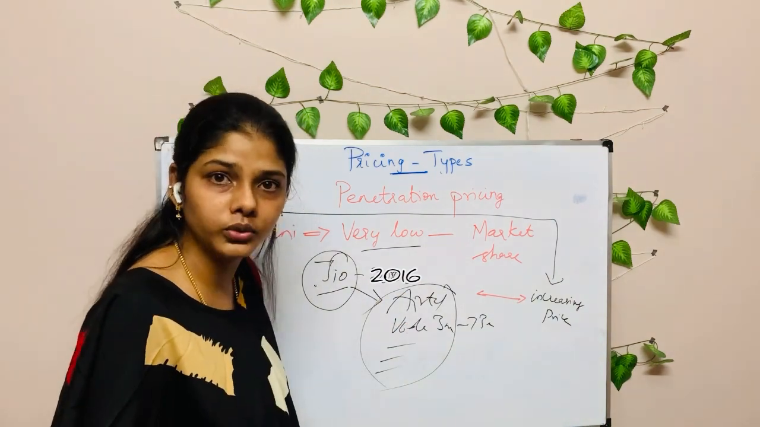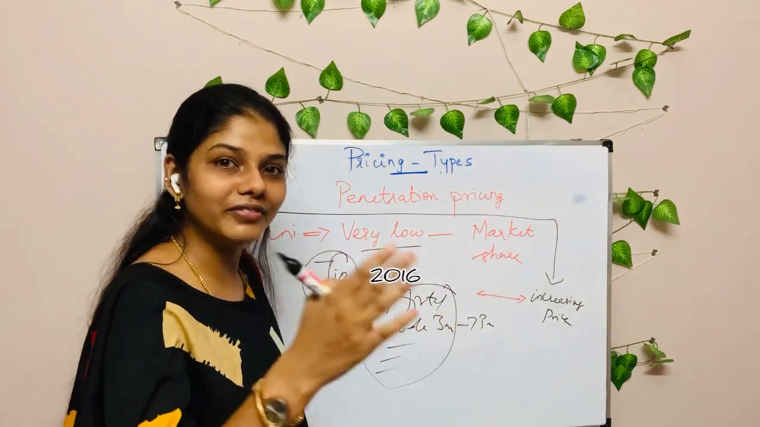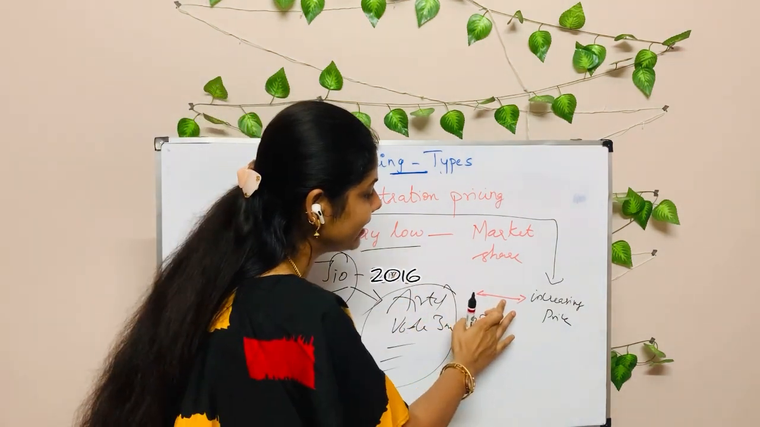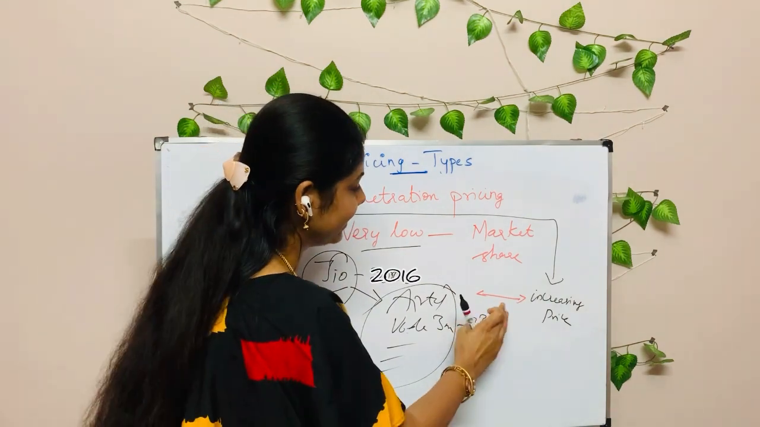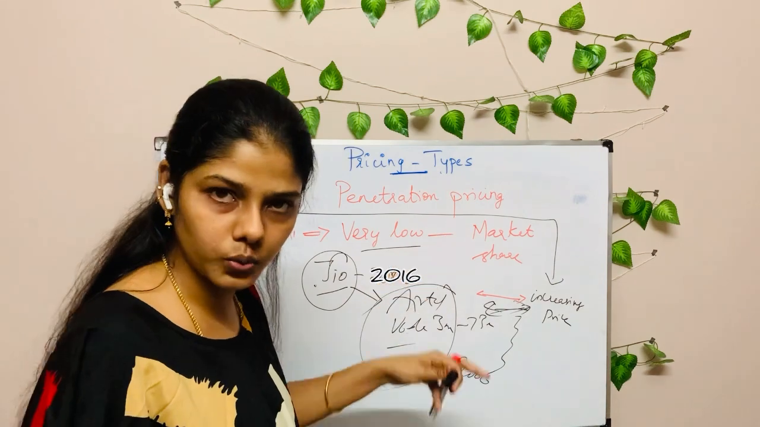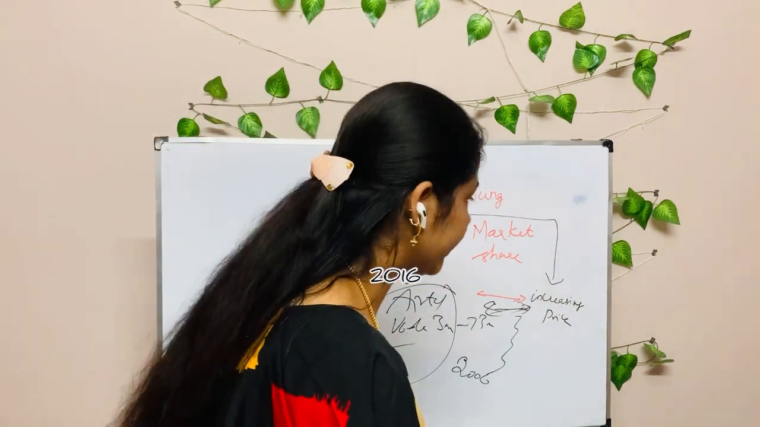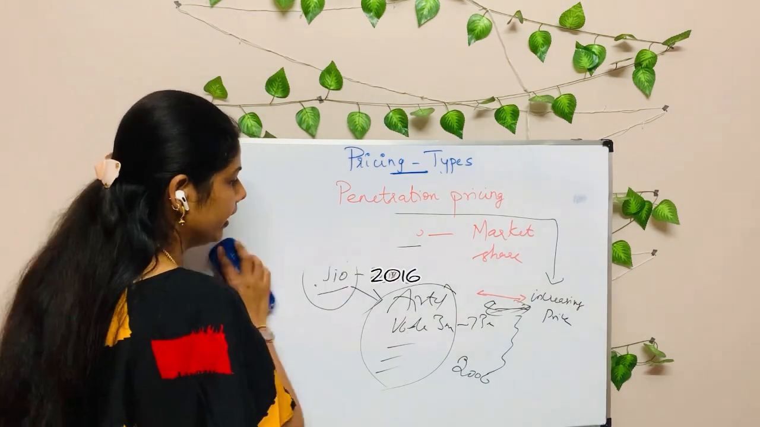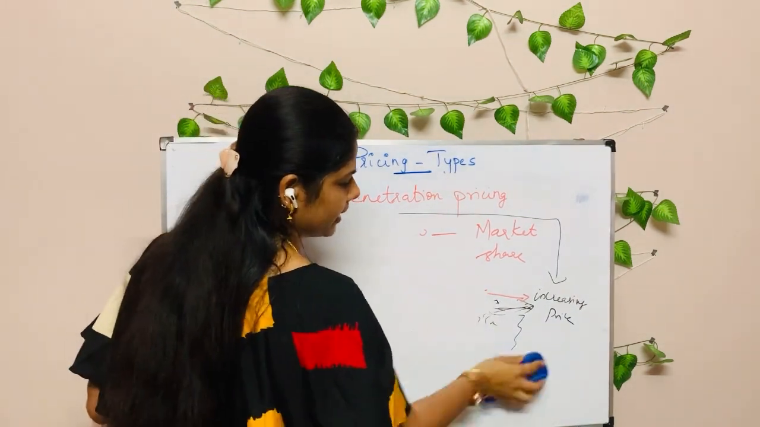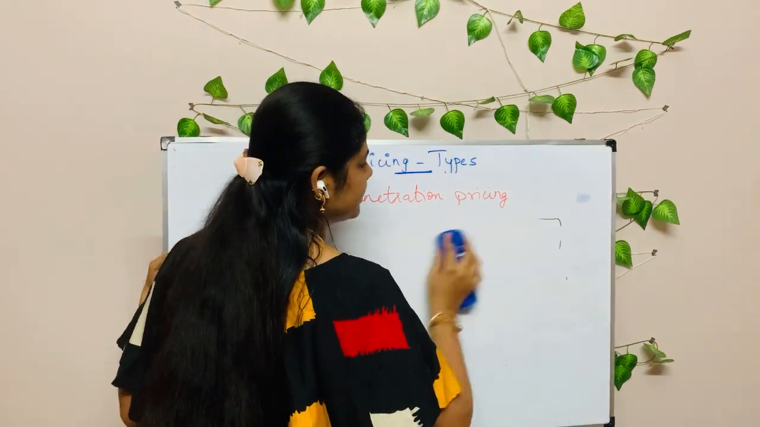So what did they actually do there? They adopted a pricing called penetration pricing. After 1 year, they attained their market share, which was the actual target of Jio. So penetration pricing is where, when you enter the market, you set the price of your product very low, and once you attain your market share, you go back to the higher price, like what your competitors are actually giving.